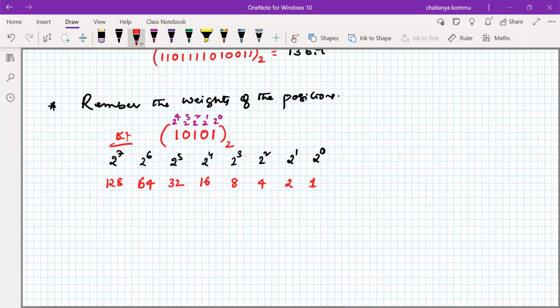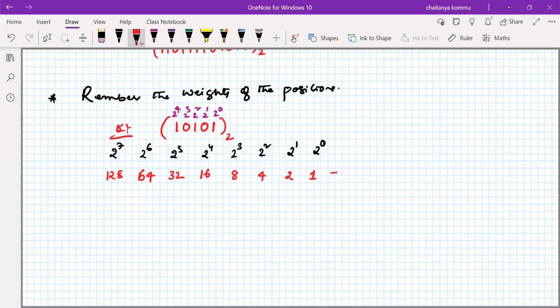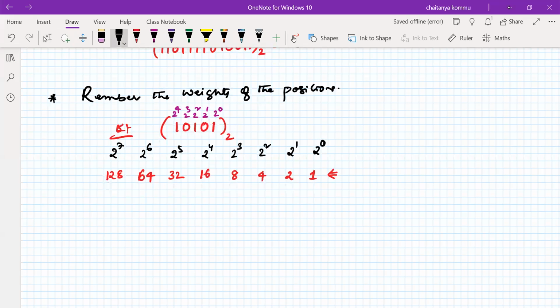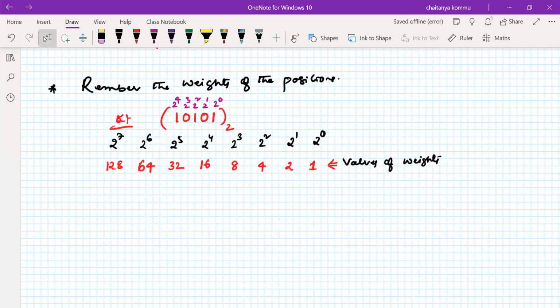Okay. So therefore, these are the values for the weights. We should remember these points. Similarly, for example, 2 power minus 1, 2 power minus 2, 2 power minus 3, 2 power minus 4, at least up to 2 power minus 5, let us find out. What is 2 power minus 1?